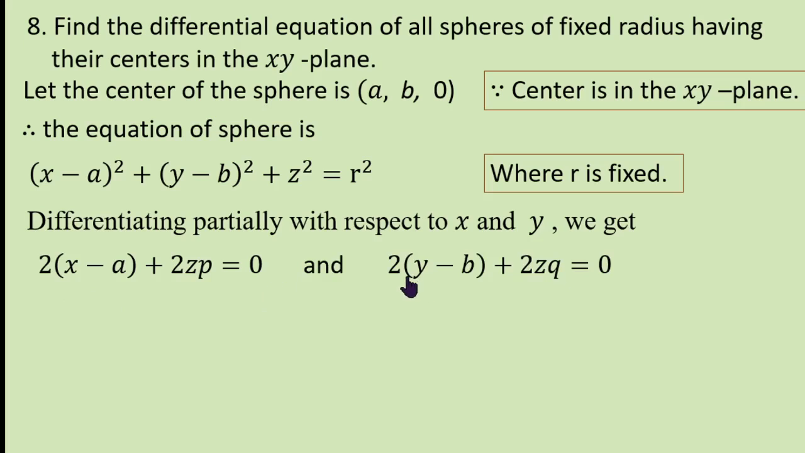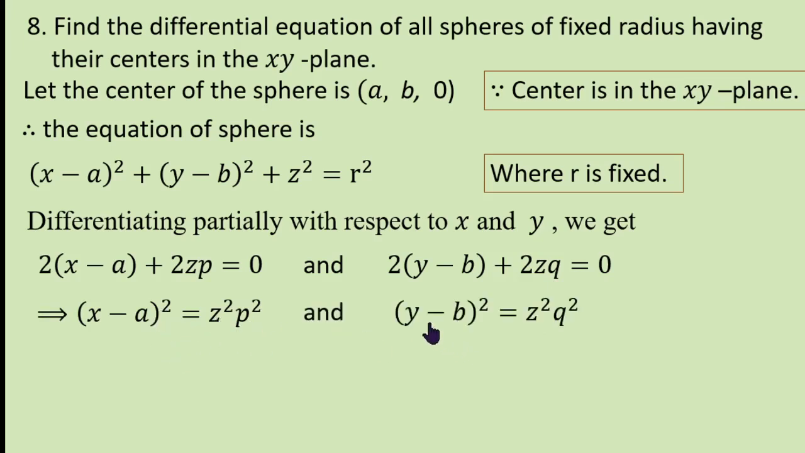And similarly, when you differentiate partially with respect to y, 0 plus 2 times (y minus b) plus 2z into ∂z/∂y, that is q, equal to 0. Now cancel 2 and then rearrange. x minus a becomes minus zp, y minus b is minus zq, and then square it. (x minus a) whole square becomes z square p square, and (y minus b) whole square is z square q square.